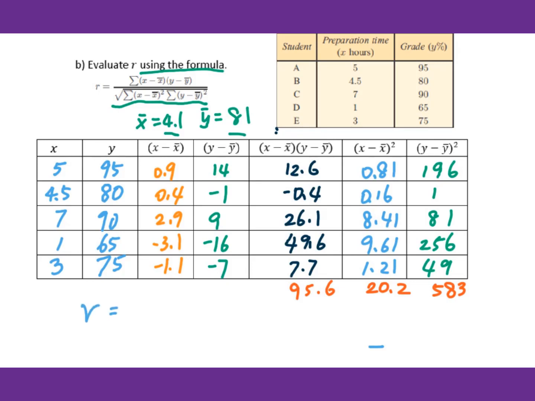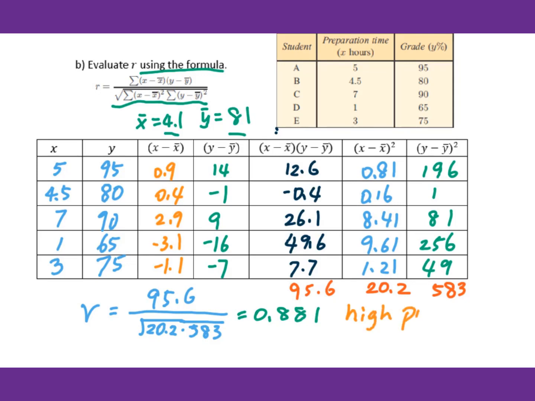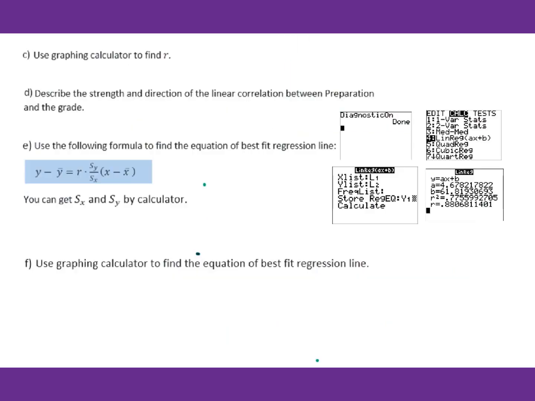So R equals 95.6, then you do square root of 20.2 times 583. The answer will be 0.881. Therefore, it's a high positive correlation between preparation time and the grade.